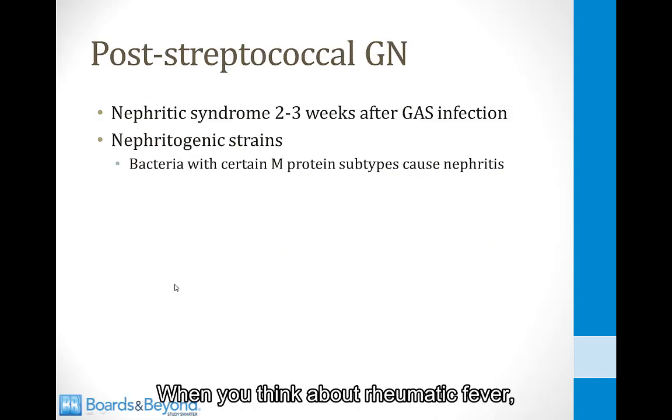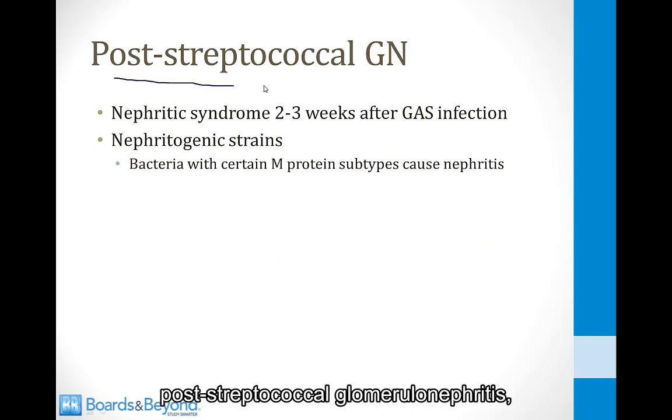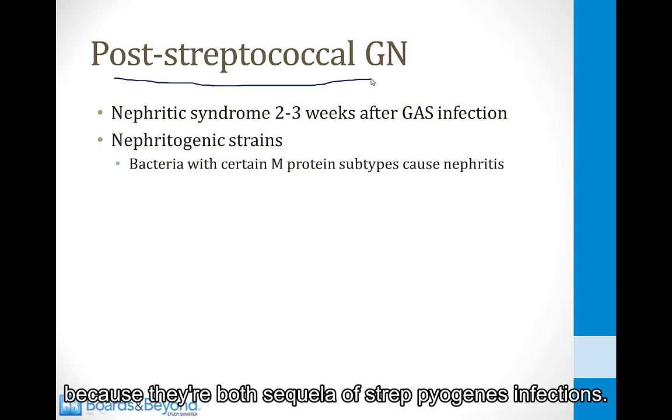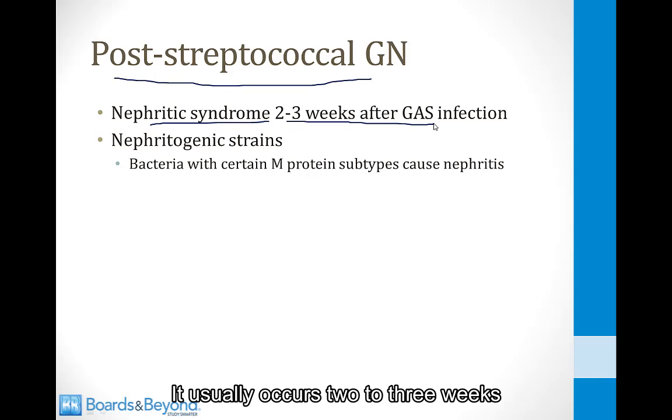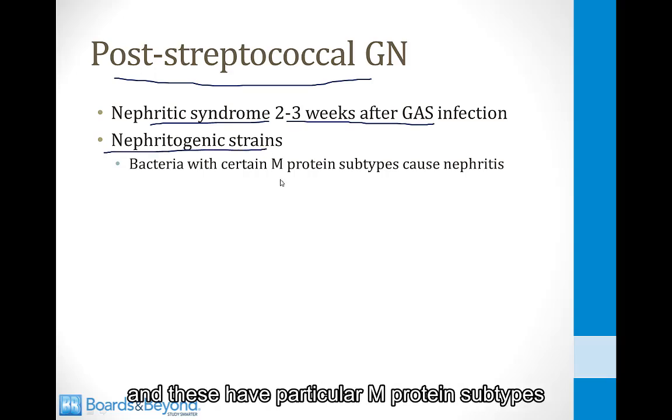When you think about rheumatic fever, you should also think about post-streptococcal glomerular nephritis, because they are both sequelae of strep pyogenes infections. Post-streptococcal glomerular nephritis is the nephritic syndrome. It usually occurs 2 to 3 weeks after a group A strep infection. And one thing to know is that there are certain strains of strep called nephritogenic strains, and these have particular M protein subtypes that cause nephritis.